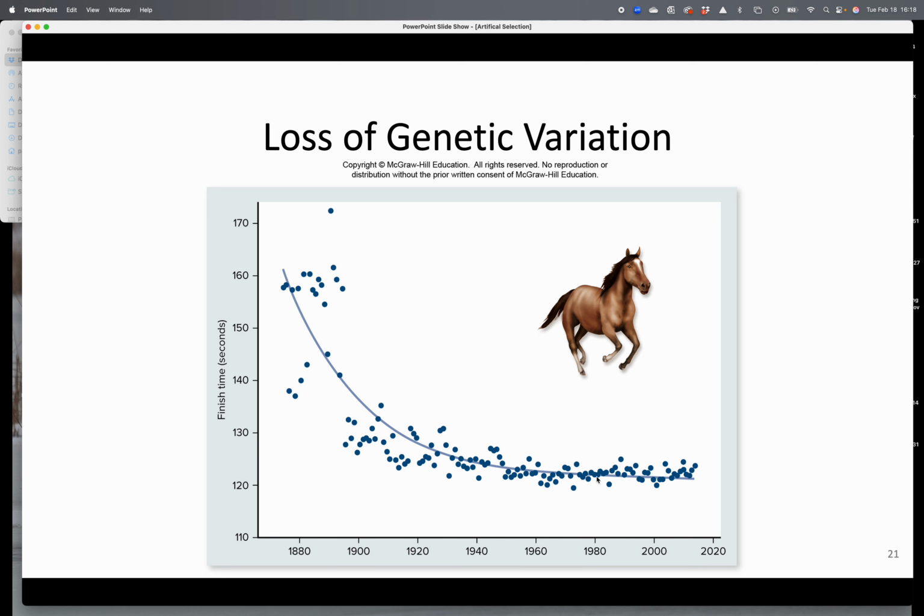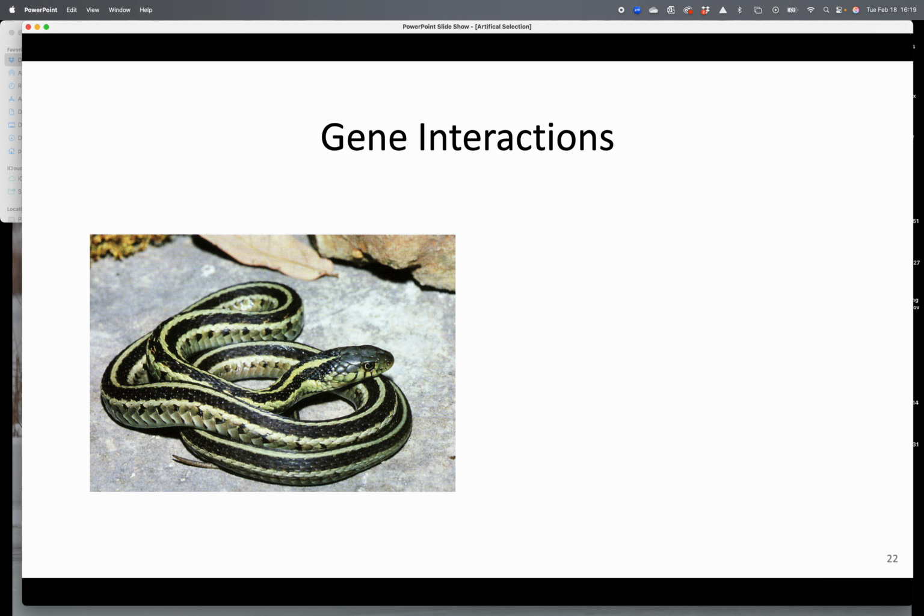And by about 1980, you don't see much change in the finishing time of horses at all. That's because they've probably exhausted most of the genetic variation that is responsible for fast horses. And these variations that you see down here are probably more environmental effects like quality of the jockey, quality of the training regime, condition of the track on a particular day, and things like that. So you can also have evolution stop simply because you don't have any more genetic variation for whatever that trait is. And then the last of these, and this is where we'll finish up, is gene interactions.